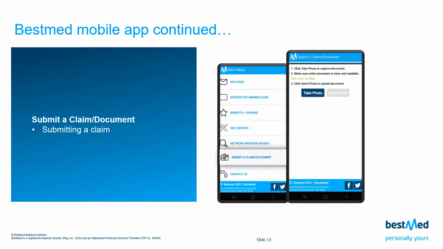From the dashboard, you will also find a heading that says claim or document, where you can take a photo of a document and then share it via your cell phone to be submitted to be processed at the claims department.